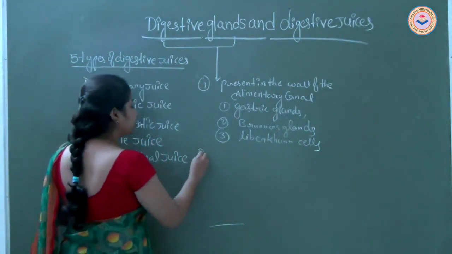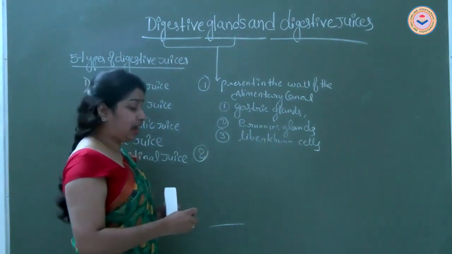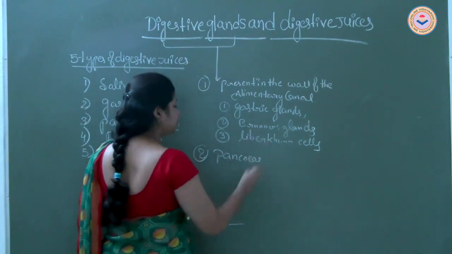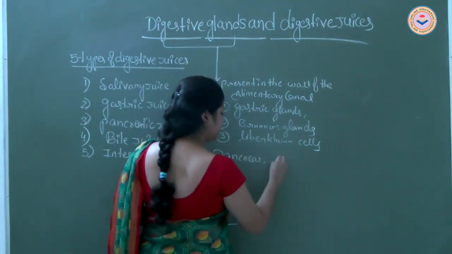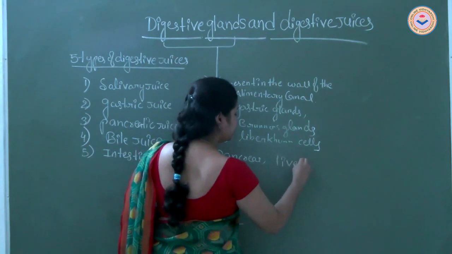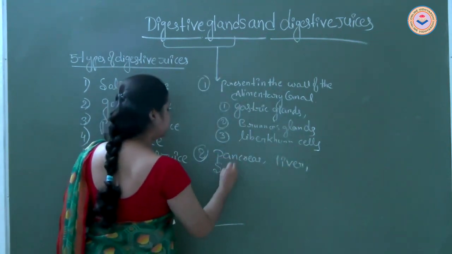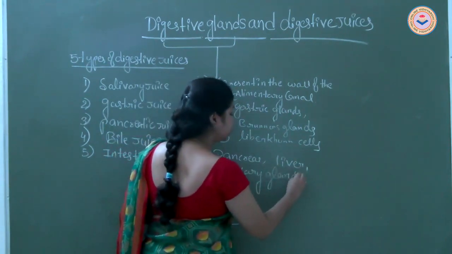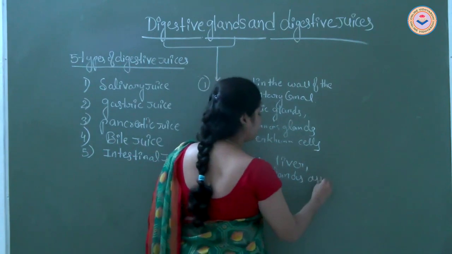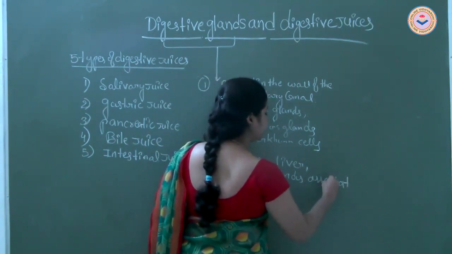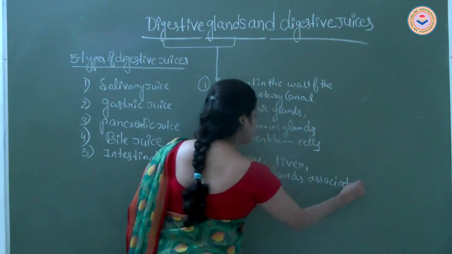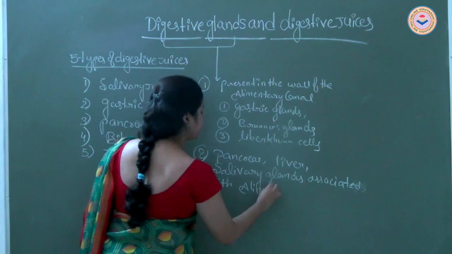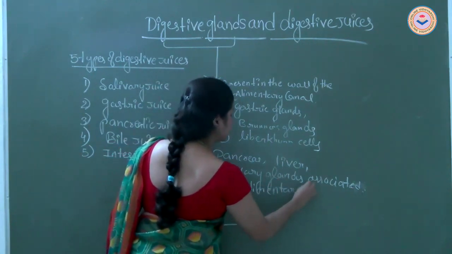And some of the digestive glands, like the pancreas, liver and salivary glands, are associated with the alimentary canal.